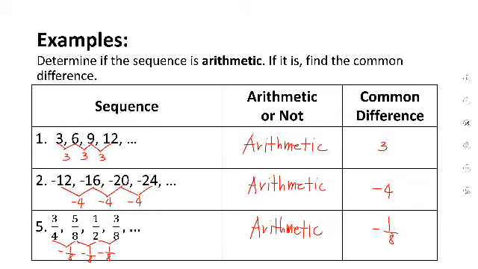Again, for us to be able to identify whether the given sequence is an arithmetic or not, we just have to subtract two consecutive numbers. And if we find out that the sequence has a common difference, then we can say that the sequence is an arithmetic.